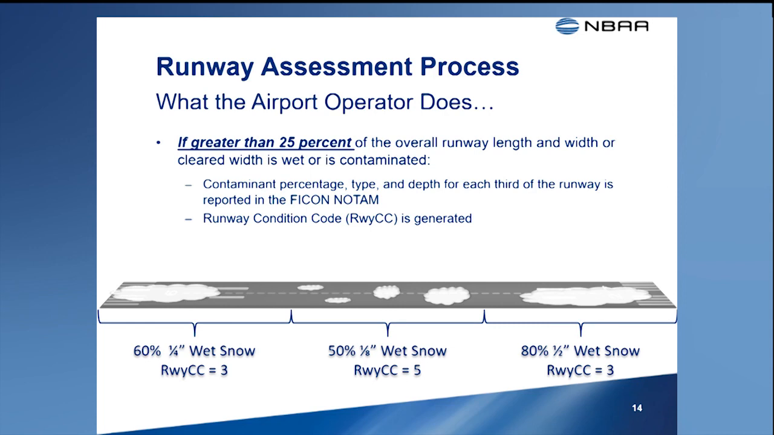If the runway hasn't been cleared edge to edge, then the coverage assessment is made only on the cleared portion of the runway. For example, if after a major snowstorm only the center 100 feet of a 200-foot wide runway is cleared, then the coverage assessment is based only on that 100-foot wide portion of the runway.